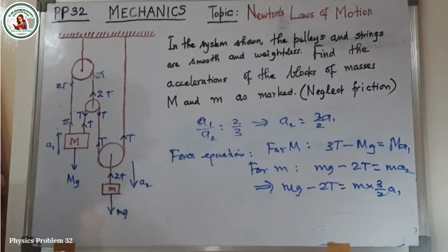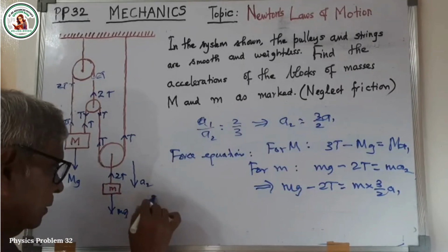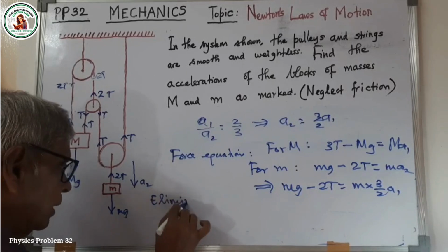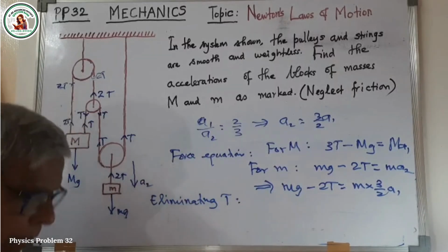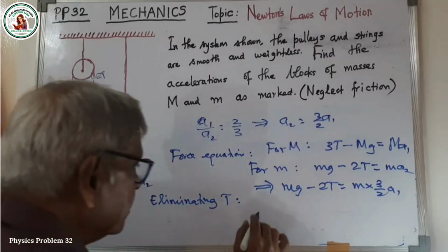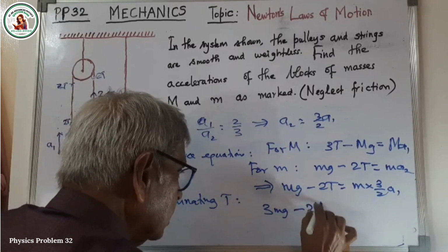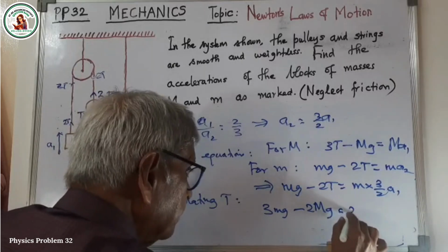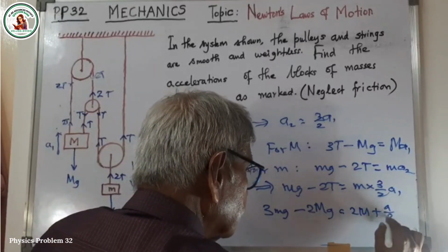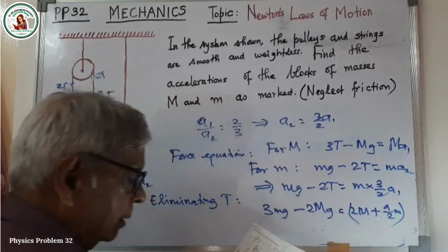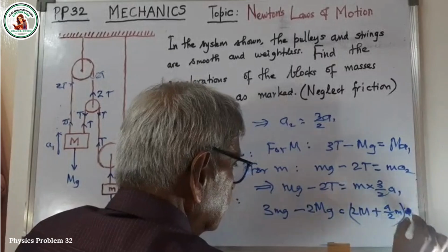Now from the two equations, this equation and this equation, we eliminate T. Eliminating T, we get this relationship, 3mg minus 2 capital Mg equals (2M plus 9m by 2) into A1. So that will give us A1. From this we can get A1.